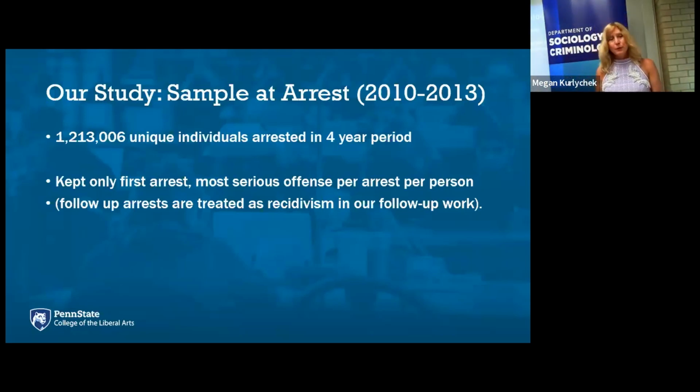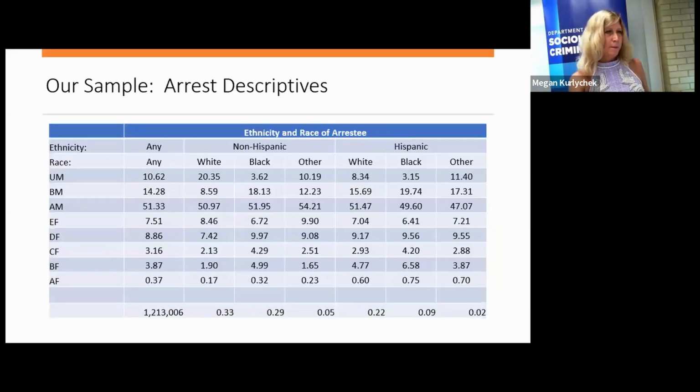We kept only the first arrest during that time period. So if you were arrested in 2010 in January and then arrested in 2010 in February, the February event's recidivism. We kept the first one. Most serious offense per arrest, and the others, as I said, were coded as recidivism for our follow-up work.